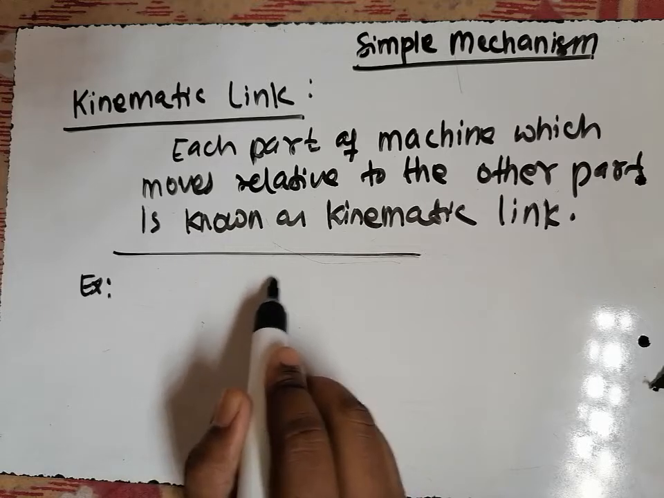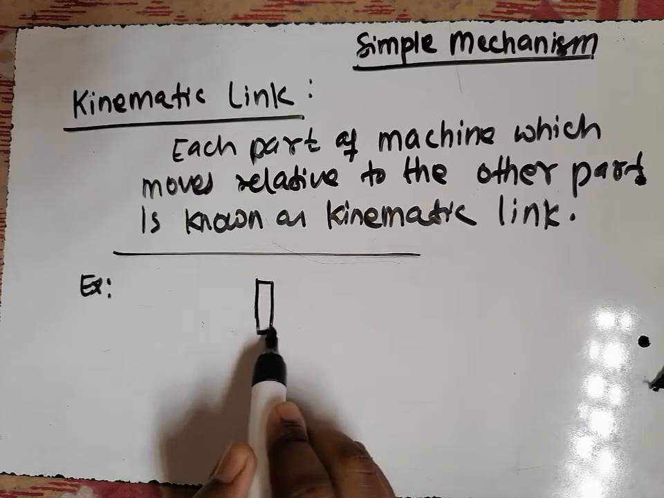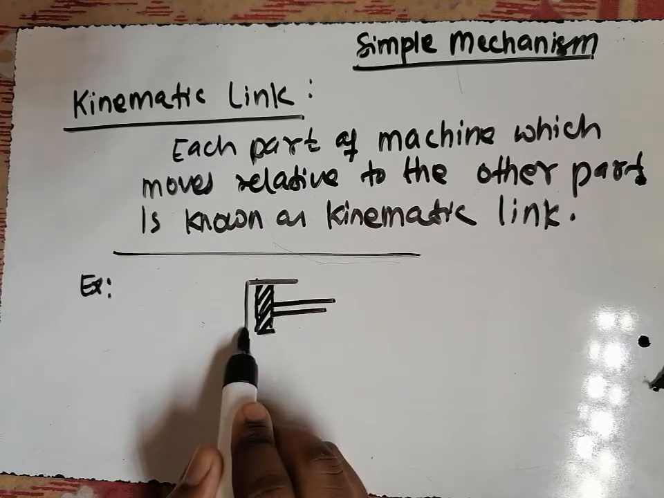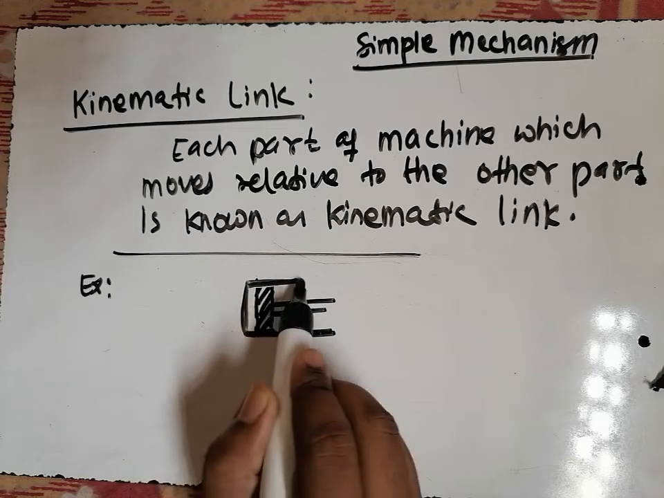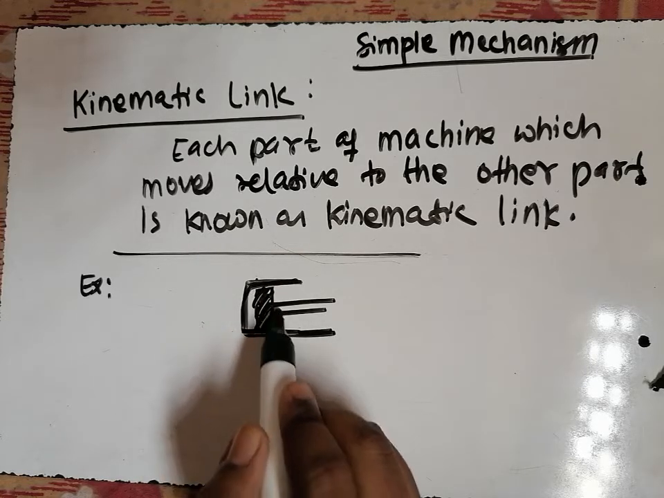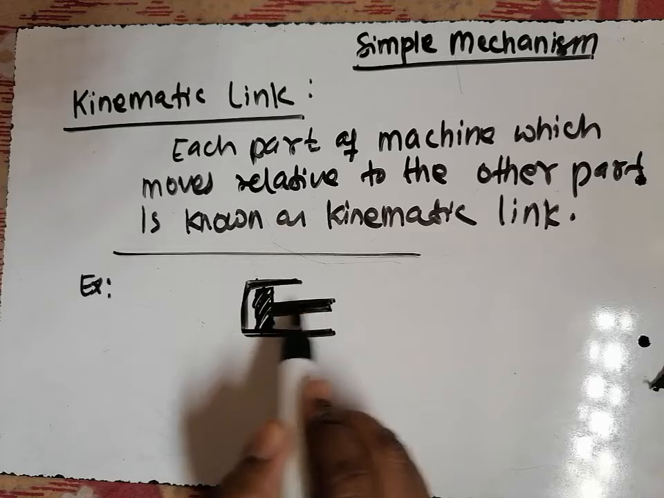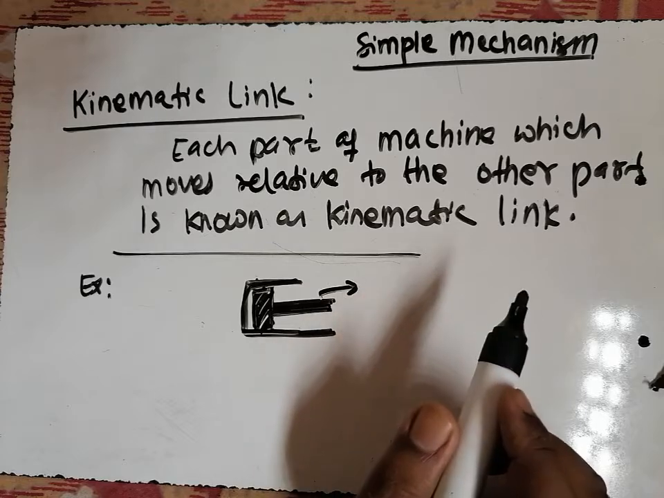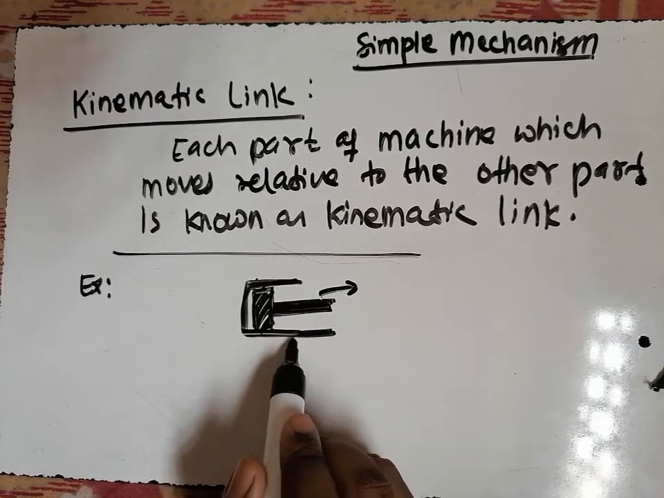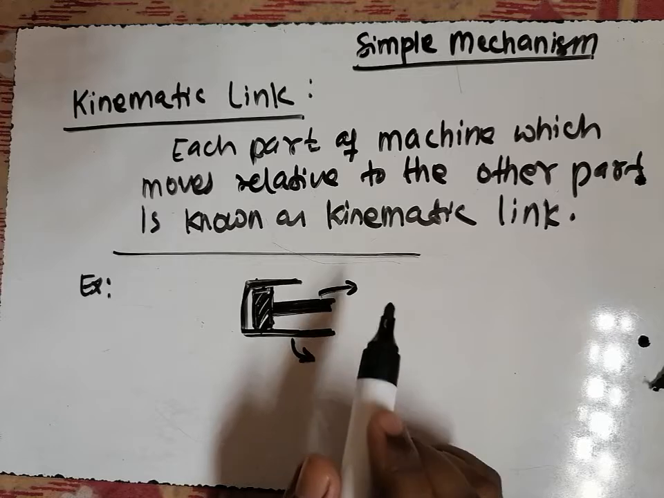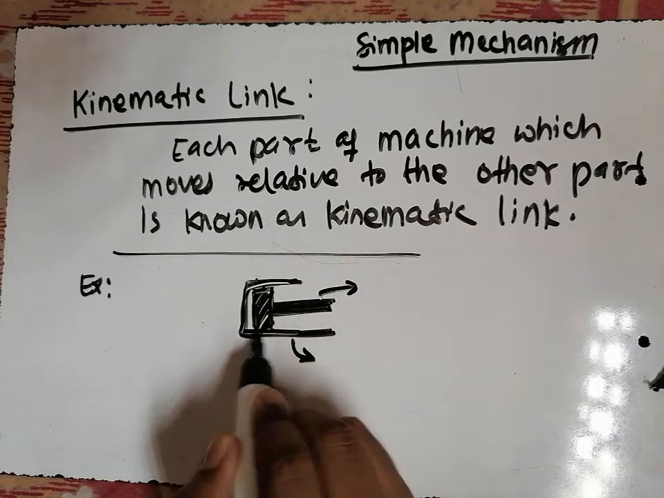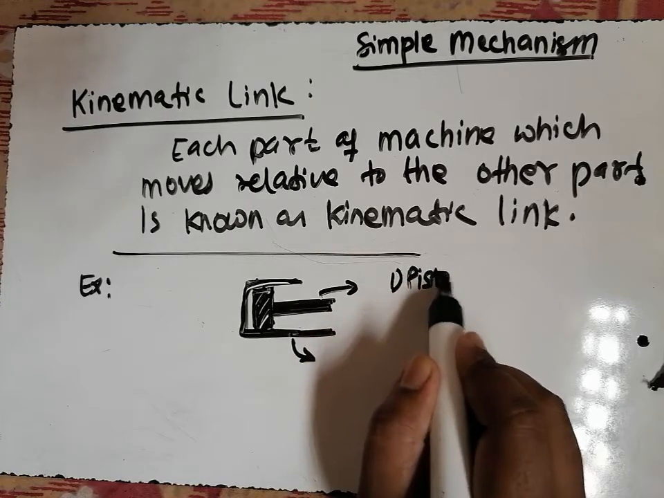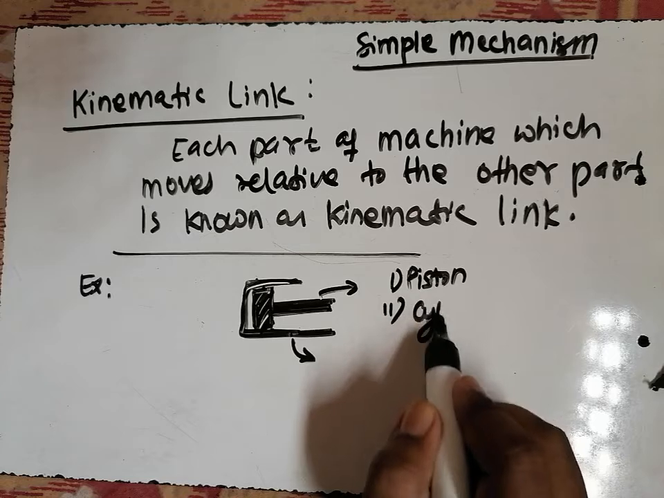considering a piston and a cylinder arrangement. Here, this piston contributes for a link and this cylinder contributes for a link. In this arrangement, we have two links. First, piston and second, cylinder.